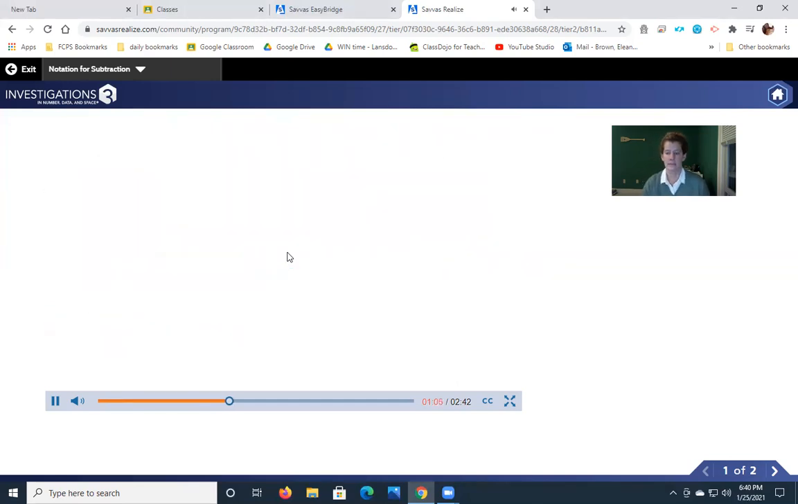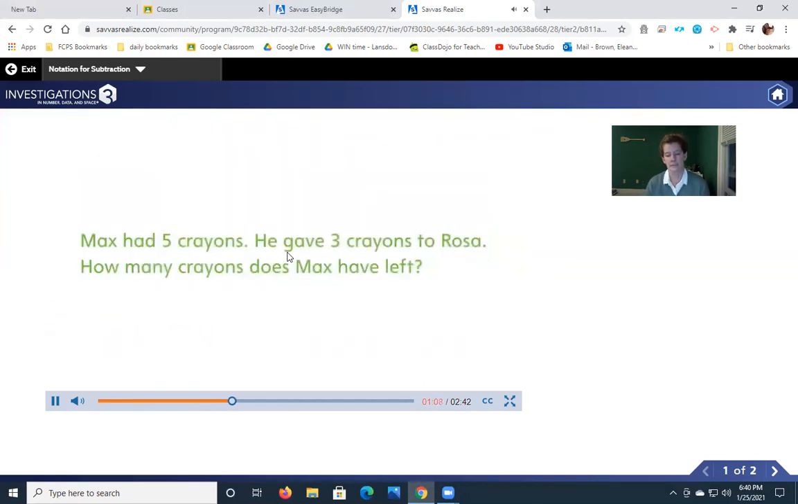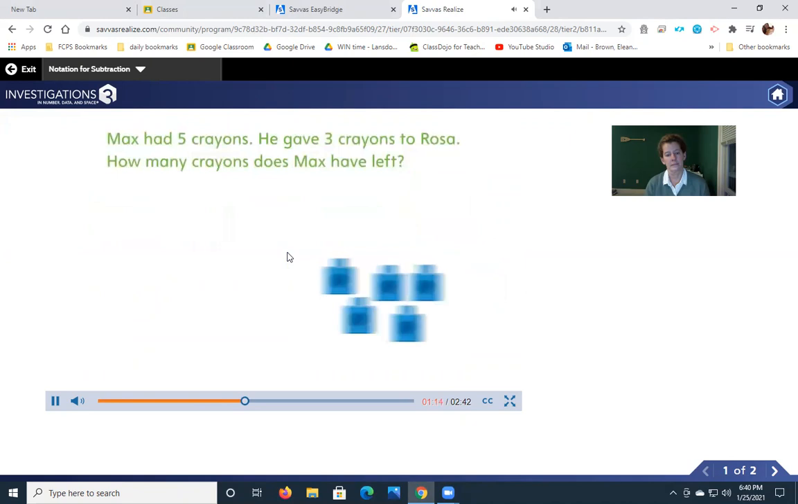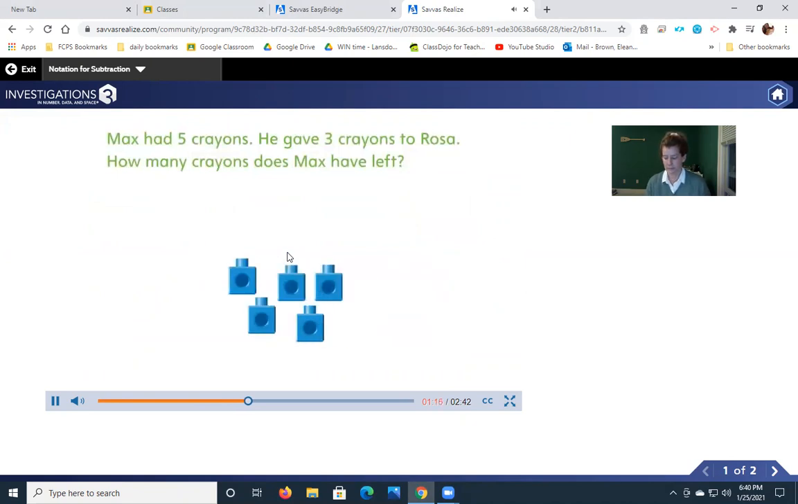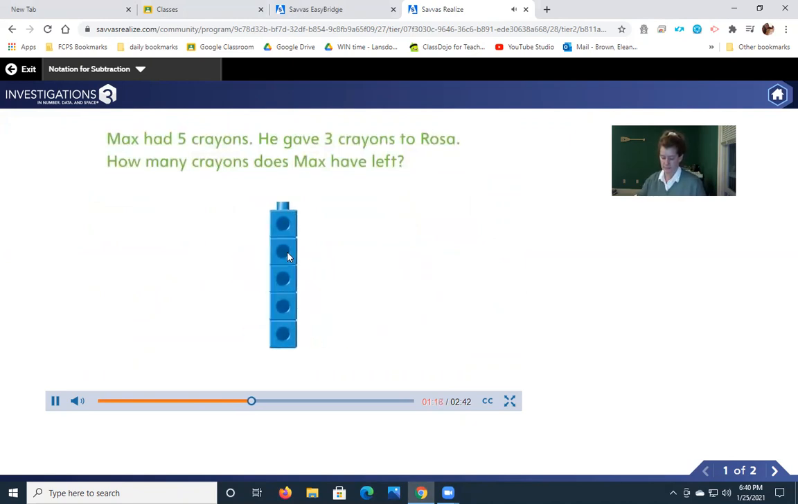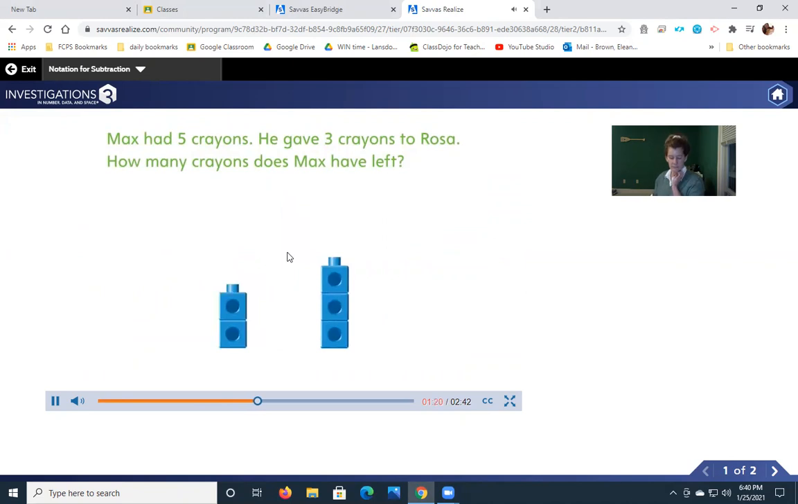Here's a story. Max had 5 crayons. He gave 3 crayons to Rosa. How many crayons does Max have left? I solved this problem using cubes. I made a tower with 5. I broke off the 3 that Max gave to Rosa. I counted the number that were left. 1, 2. Max had 2 crayons left. I started with 5 cubes. I took away 3. I had 2 cubes left.